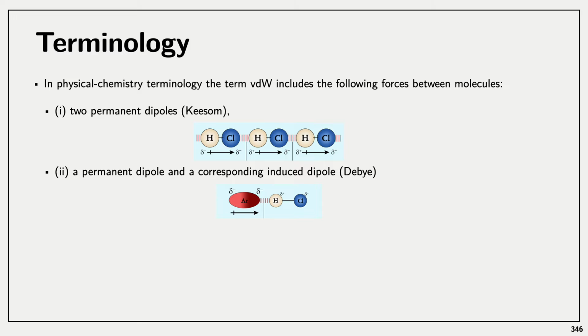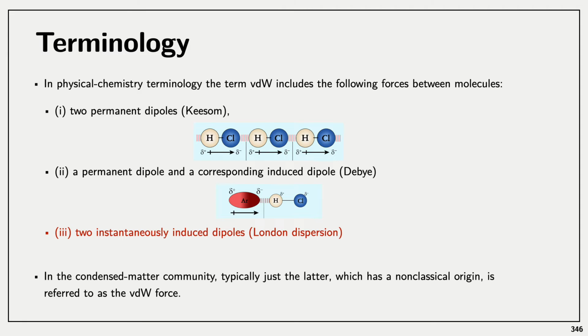The instantaneous dipole in argon, for example, could emerge from the presence of a polar molecule like HCl close to it. I mean, we understand this thing. This is a Debye force. The one we are interested in here really is the interaction between two instantaneously induced dipoles, the one I just described to you in the previous slide. And this is really what we are interested in in the condensed matter community. It has a totally non-classical origin.